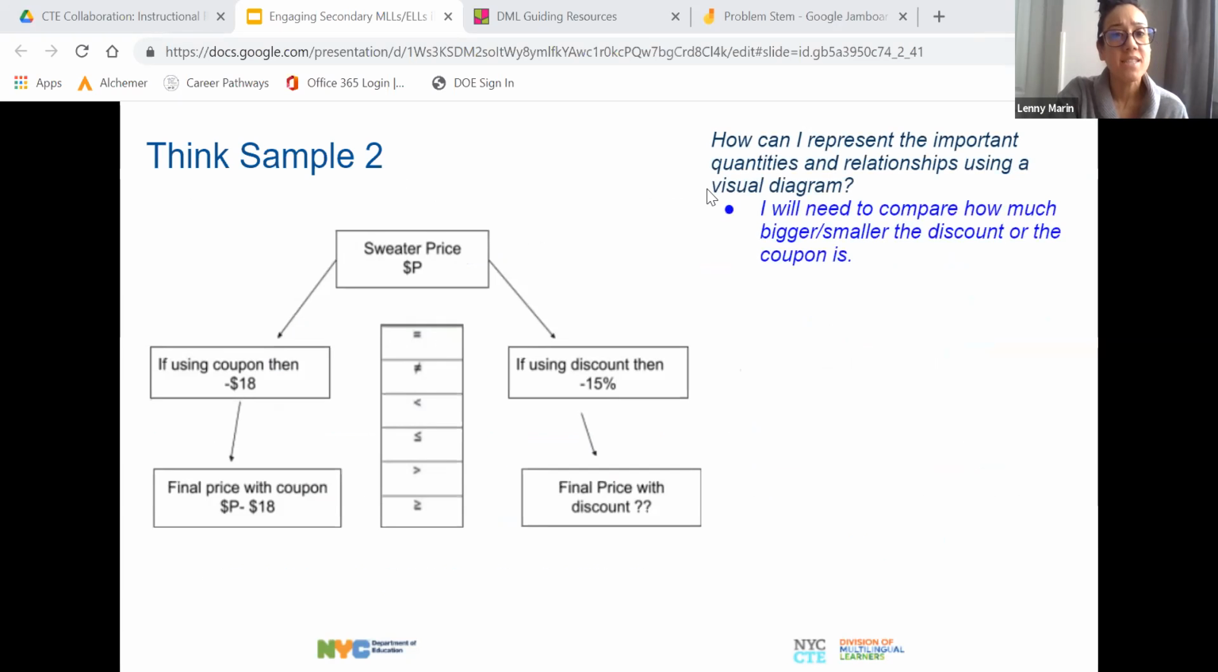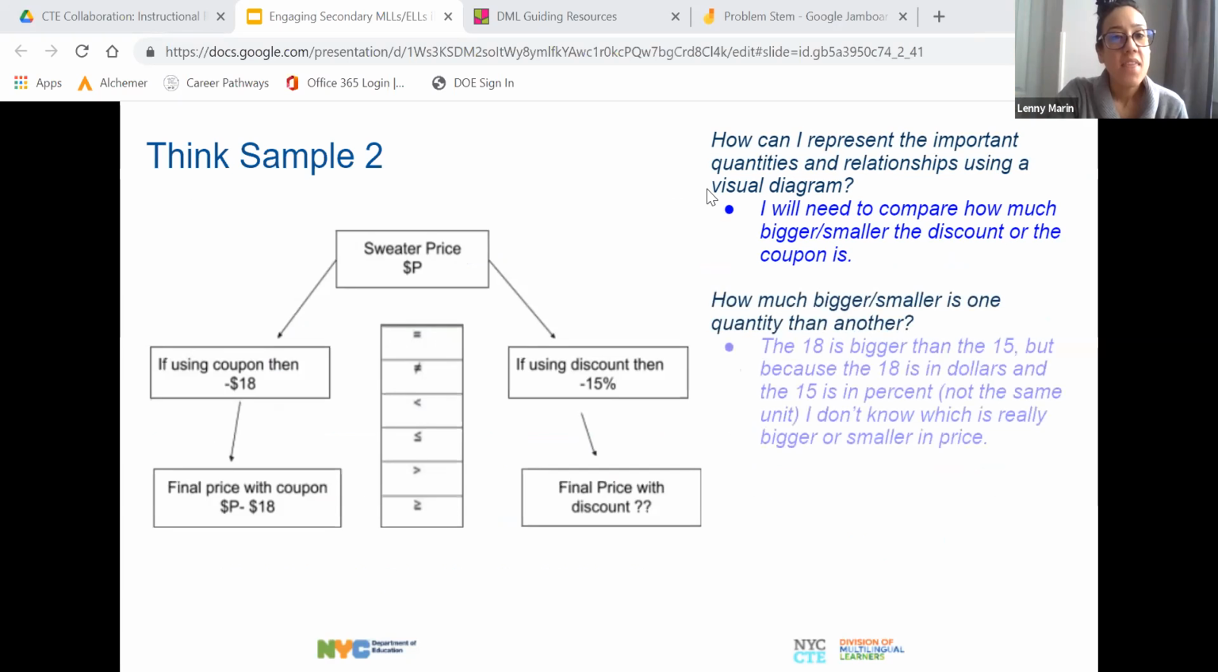And so I needed to compare how much bigger or smaller the discount and the coupon is. So I think that's why the student was separating it. And then they wrote that 18 is bigger than 15, but because 18 is in dollars and the 15 is in percent, they're not the same unit. So I really don't know which one is bigger.